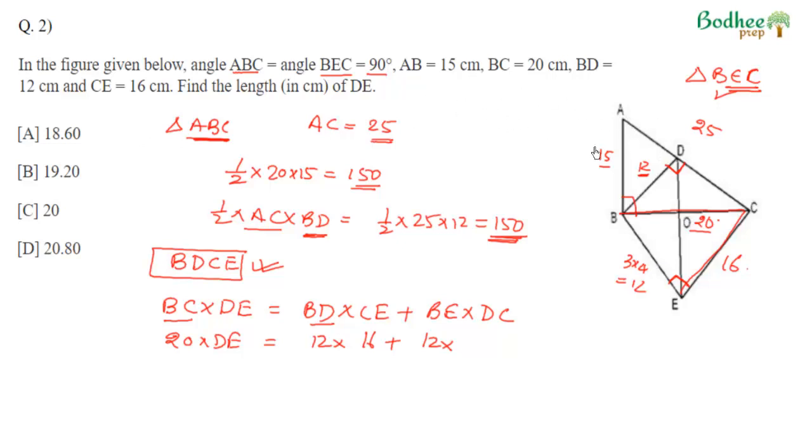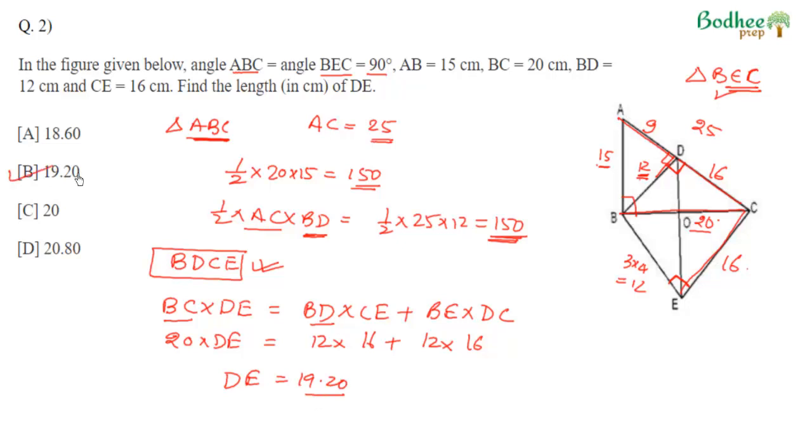And the value of DC is nowhere given, so we have to find DC again. Let's see. This is 12. This is 90 degrees. This is 12. This is 15. So again 5 into 3, 4 into 3. So this has to be 3 into 3, that is 9. So obviously if AD is 9, then this portion has to be 16, 25 minus 9. So this is 16. So just on calculation, we'll be getting the value of DE as 19.20, which is option number B.